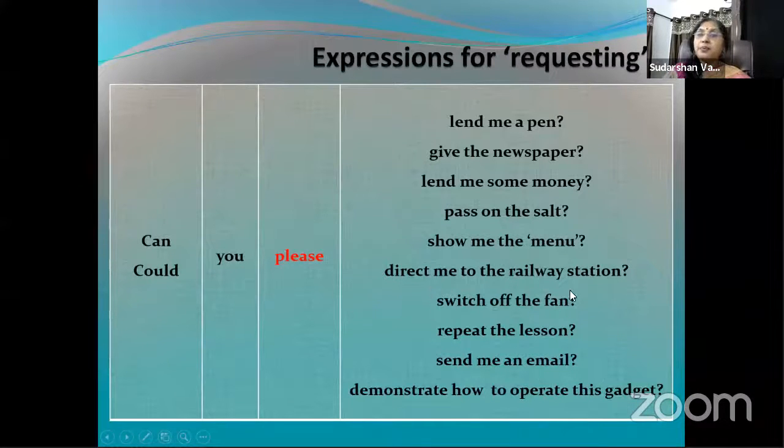Could you please direct me to the railway station? Maybe you're asking a stranger. Maybe you're asking a friend. Maybe you're asking a co-student who is not your friend.